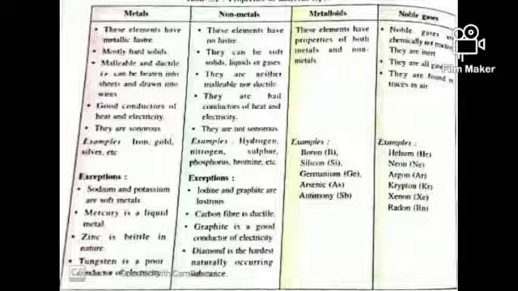Iron and graphite in non-metals, they are lustrous. See the exception? Carbon fiber is ductile, that is, it can be beaten into wire. Graphite is a good conductor of electricity, and the hardest substance ever known, that is naturally occurring, is diamond.